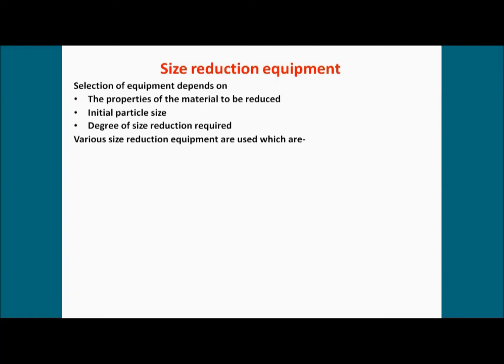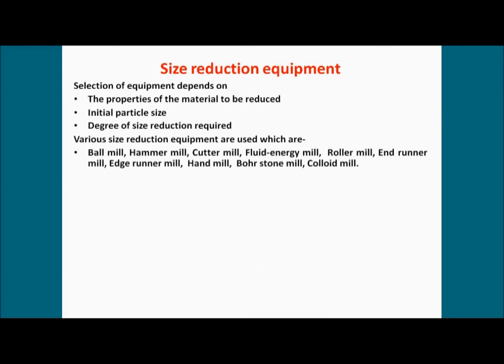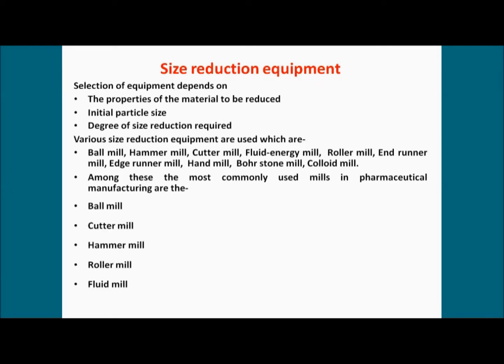Next, various size reduction equipments are used in pharmaceutical operations. These are the ball mill, hammer mill, cutter mill, fluid energy mill, roller mill, edge runner mill, hand mill, Bohr's stone mill, and colloid mill. These are different types of size reduction equipment which are used in pharmaceutical operations. But among these, the ones mostly used in pharmaceutical manufacturing processes are the ball mill, cutter mill, hammer mill, roller mill, and fluid energy mill.